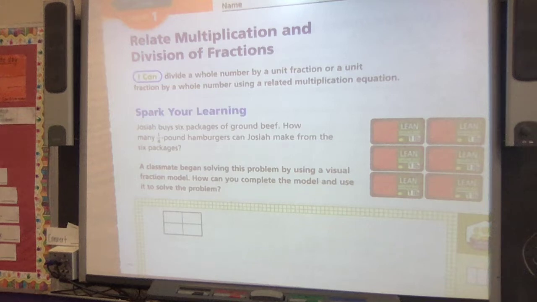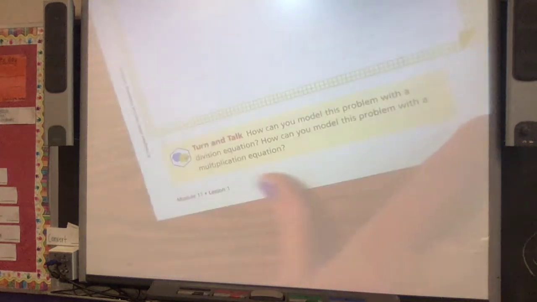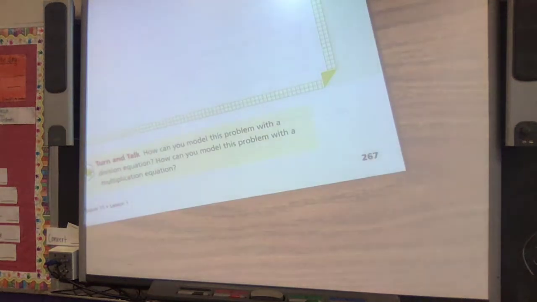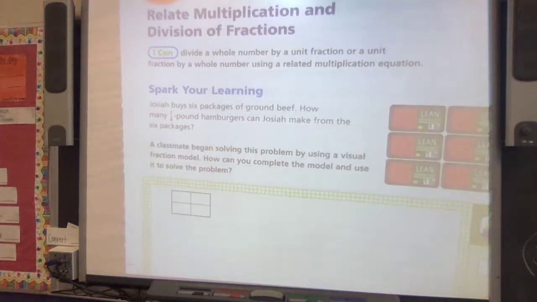Hey boys and girls, today we are in our module 10 through 20 book on page 267, and we're going to continue talking about multiplying and dividing fractions.